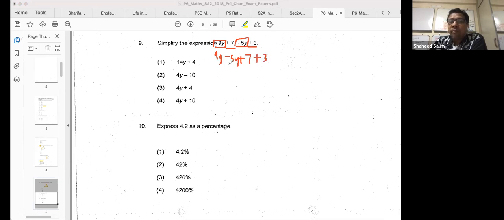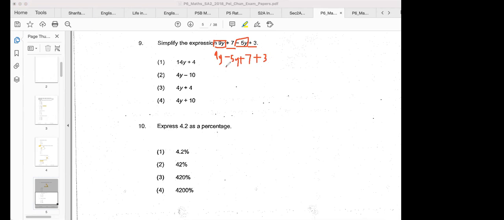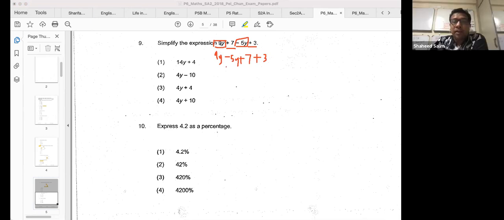So 9y minus 5. Is it 9 or 8? 9, this one 9. I put 8. It's okay. So 9y minus 5y, you get 4y. Then 4y plus 7 plus 3 is 10. So none of you got it correct. The answer is 4y plus 10.